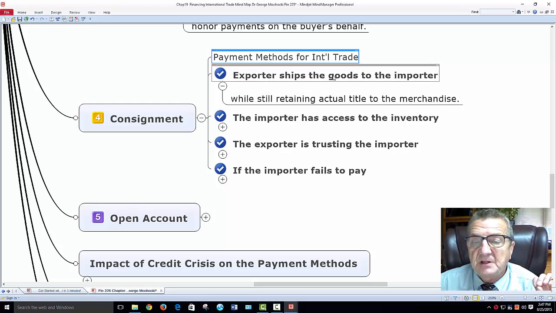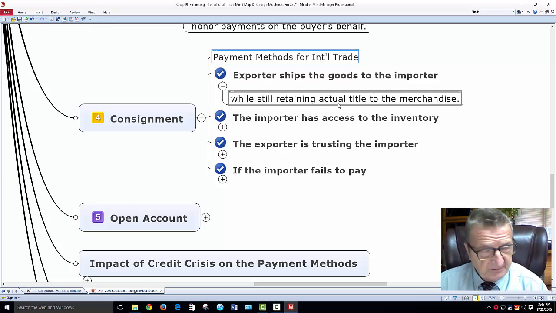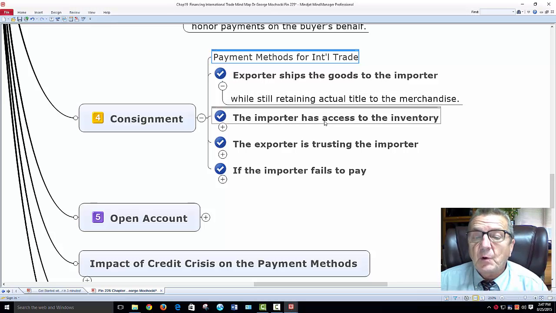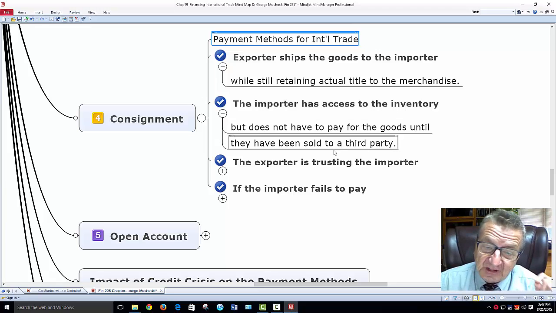Okay, remember consignment? I ship the goods to the importer while retaining the actual title. They got the goods, but I still got the title till I get the money. The importer has access to the inventory, but does not have to pay for the goods until they have been sold to a third party. You gotta be careful. That's a relationship you want.